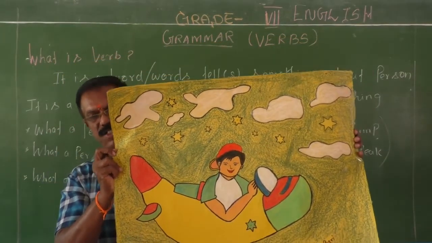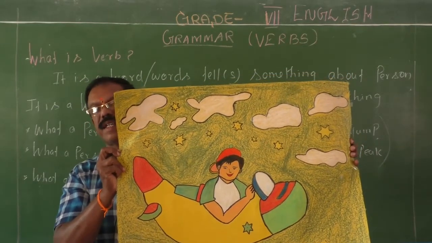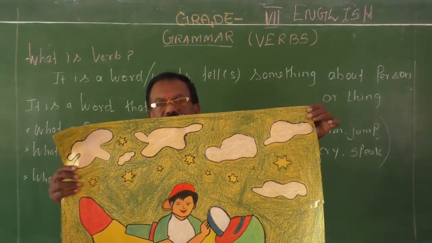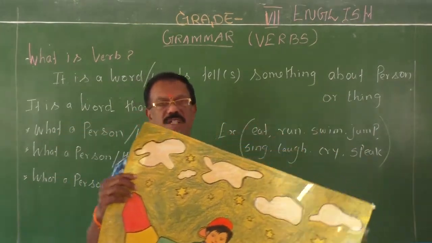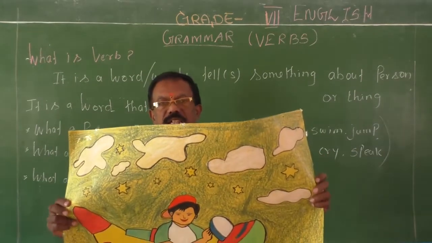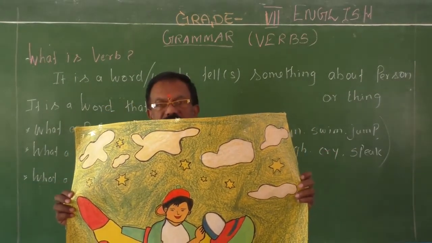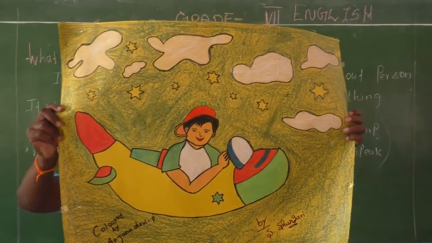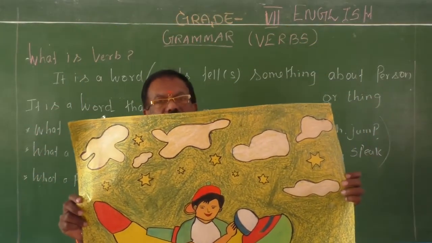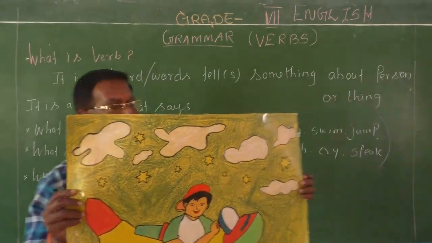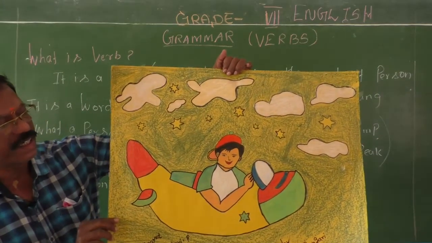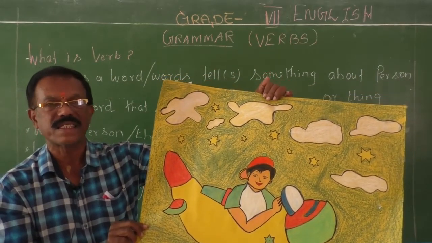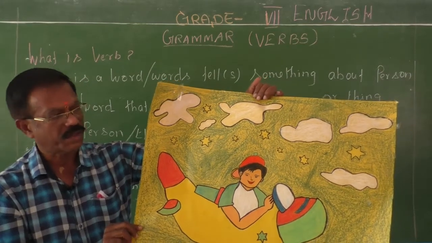See, he is an astronaut. He is in the spacecraft. The spacecraft is in space. What are these? They are all clouds. What are these? They are stars. So in all these sentences, you can find: he is an astronaut, "is" is a verb. He is in the spacecraft, again "is" is a verb. The spacecraft is in the sky, "is" is a verb. And they are all clouds, "are" is a verb. They are stars. So through this picture, you can understand clearly one of the important functions of a verb. A verb says what a person or thing is, the position. Okay, so it is one of the important functions of a verb.